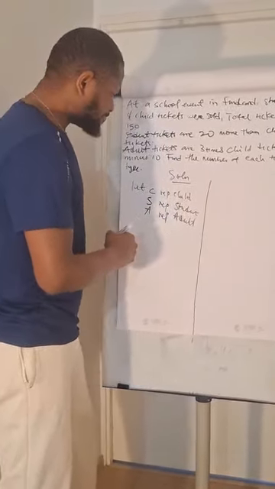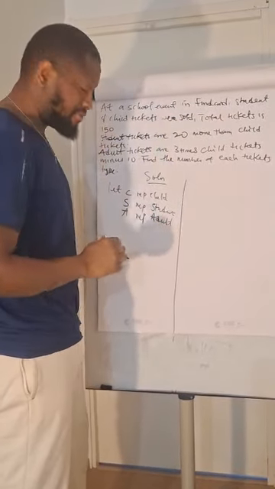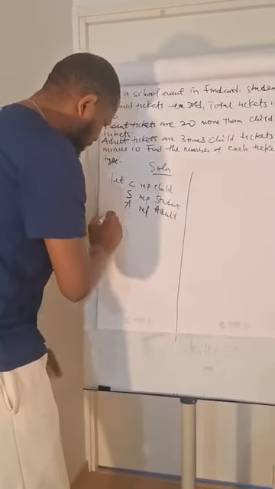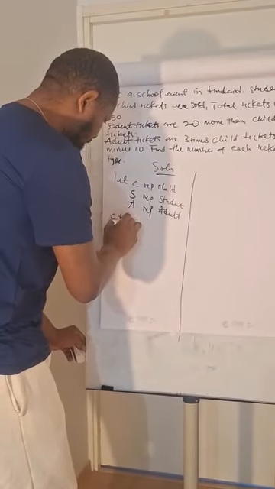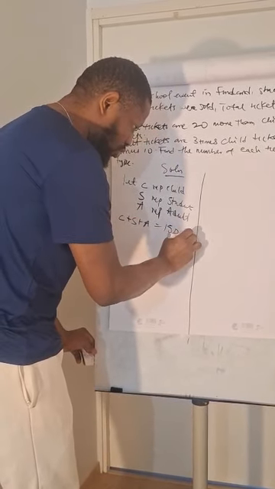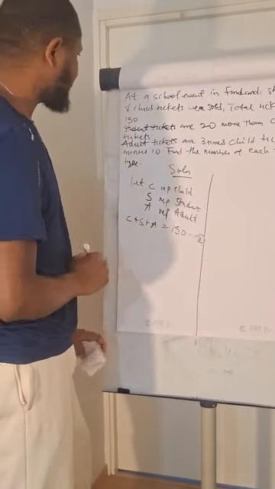Good. Now, from the first sentence, at a school event in Finland, student and child tickets were sold. Total ticket is 150. That is the summary of their ticket. The summation is 150, which is C plus X plus A is equal to 150. You call this equation 1.